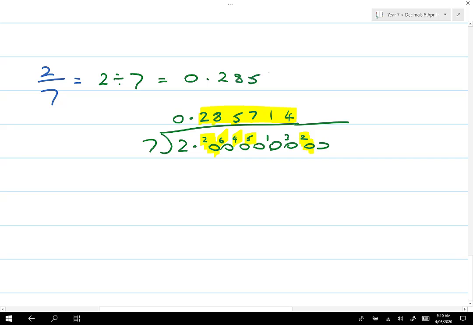And so the answer is 285714 with a dot at the start and a dot at the end. Or a line across the top, or a dot over every number, whatever you like. But my way's the best, so do my way. Okay? That's a pretty challenging one, right?